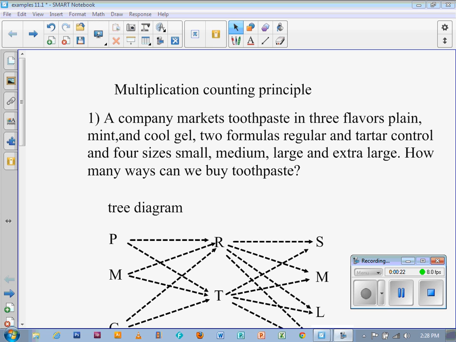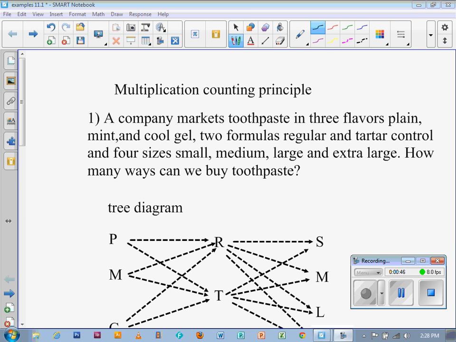So what I'd like to have you do is take a look at problem number 1 that's in front of you on your notes, read through it carefully, and see if you can count how many different ways we can purchase toothpaste. So take a moment and see if you can count, and as you can see, for your convenience, we have a tree diagram to help you with that. I'll hit pause here and let you do that.